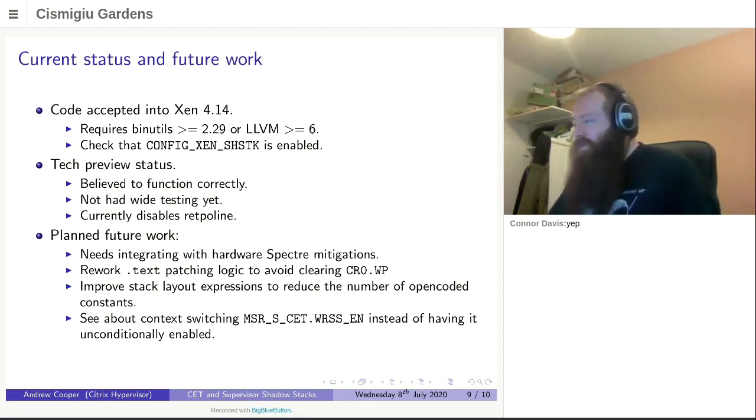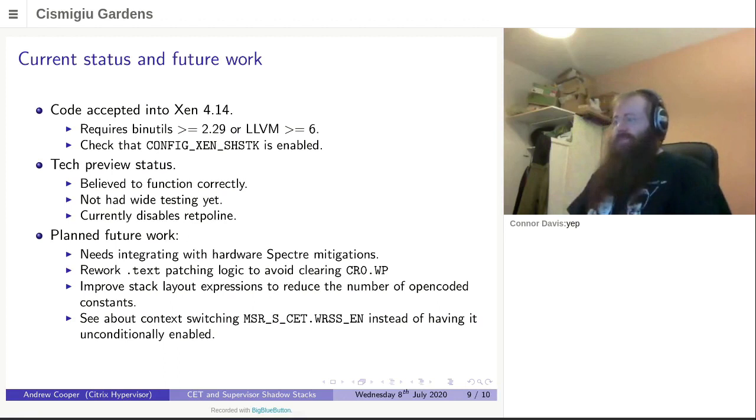So overall, all of this code has been accepted into Xen 4.14. To the best of my knowledge, Xen 4.14 will be the first software release to support supervisor shadow stacks anywhere in the world, which is great.